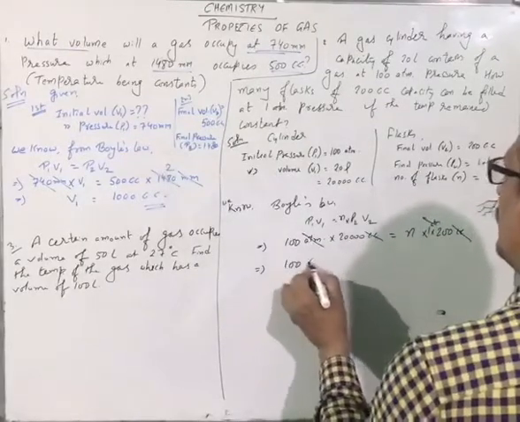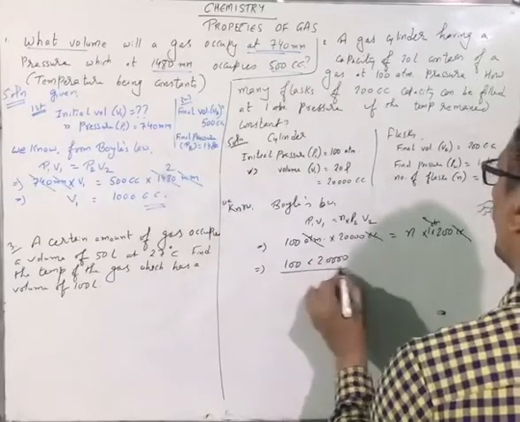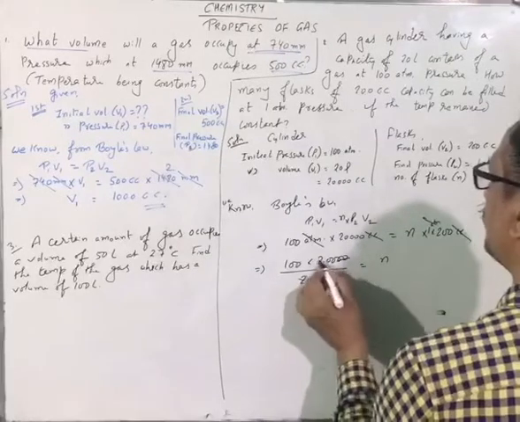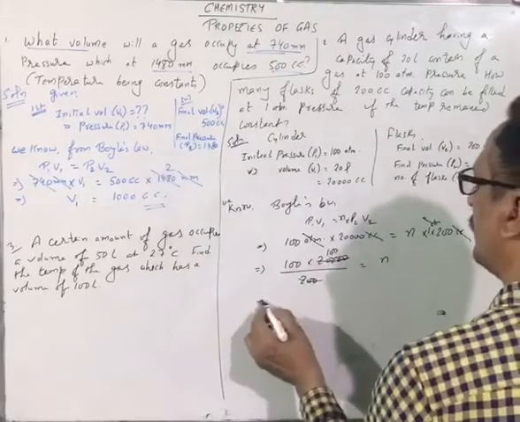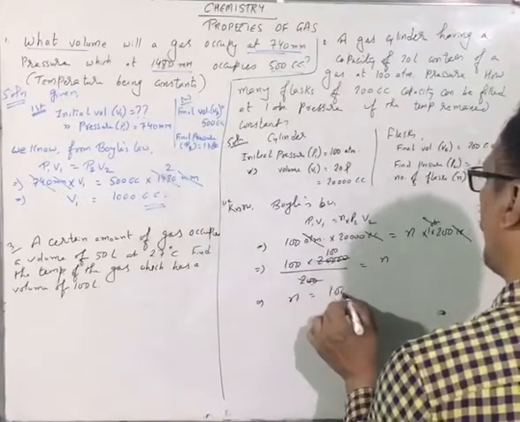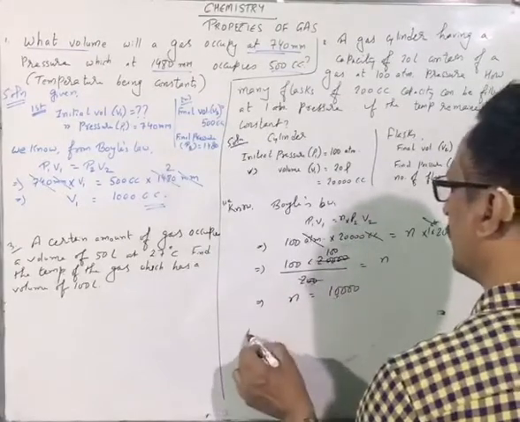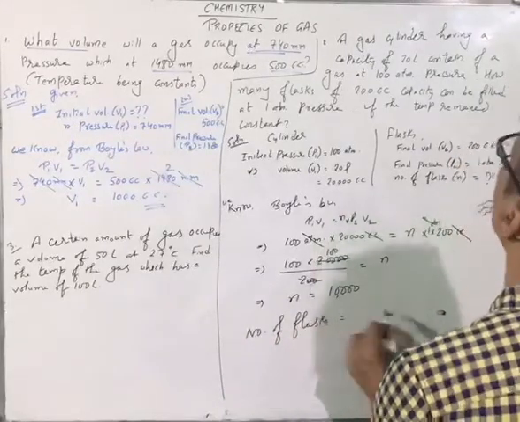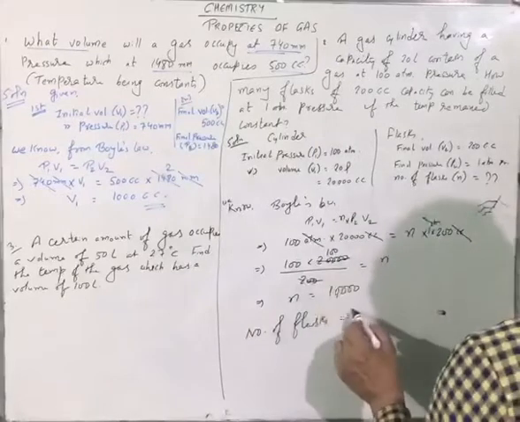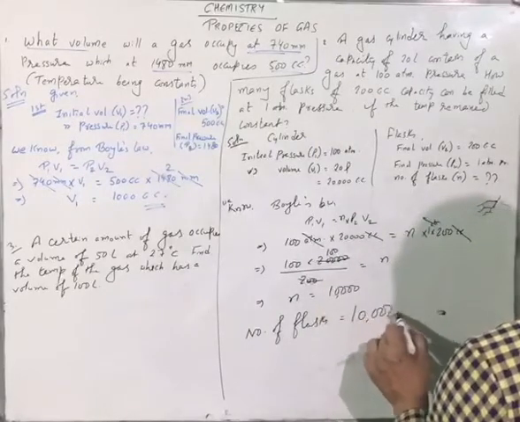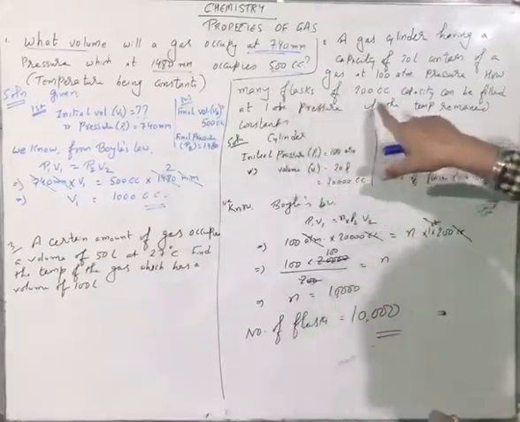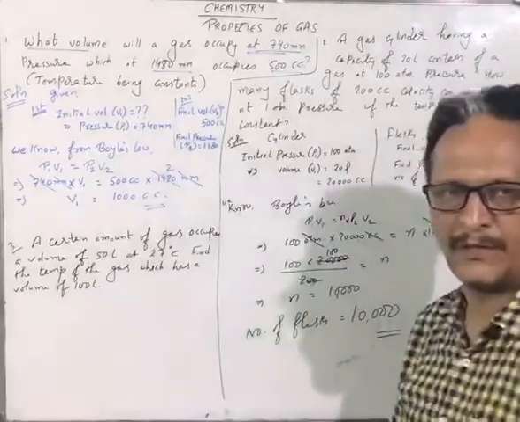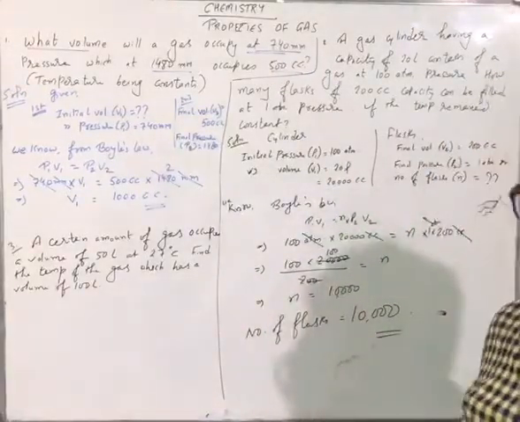So then by calculating you get the number of flasks, okay. So this means that the number of flasks is 10,000 flasks can be filled at 1 atmospheric pressure, okay. Clear? So in this way you will get the value of the number of flasks, okay.